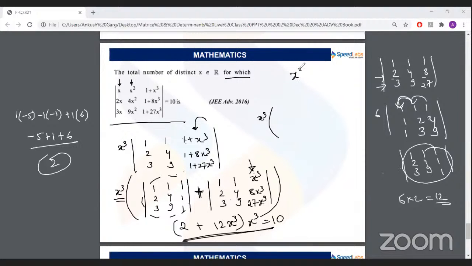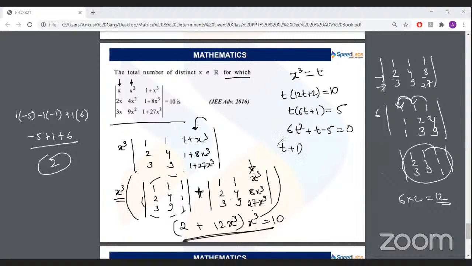Okay, so if I assume x cube as t, this will be t into (12t plus 2) equal to 10. So that is t into (6t plus 1) is 5. So it is coming out to be 6t square plus t minus 5 equal to 0. So I think t equal to minus 1 is one of the roots, that is t plus 1 will be one factor and this will be the other factor, right? So t equal to -1 and t equal to 5/6.